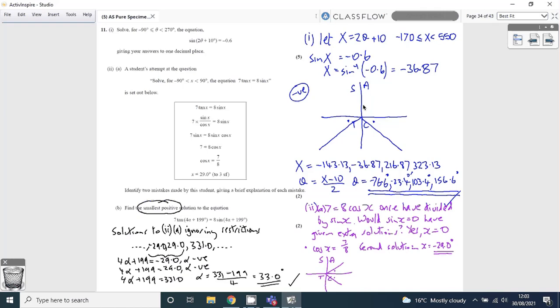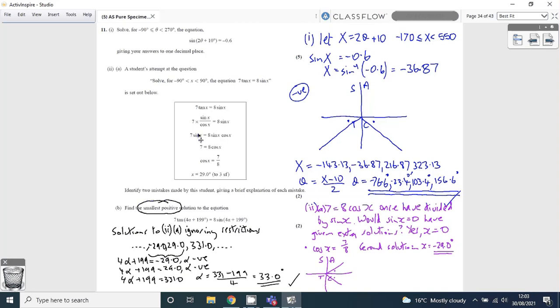So using my CAST diagram, where I'm getting a negative solution for sin within these boundaries between minus 170 and 550, these are the 4 values I get for capital X. Then converting back to theta by taking away 10 and dividing by 2, I get these 4 solutions for theta. Now for part 2A, think about what happens as I go from line 3 to 4.